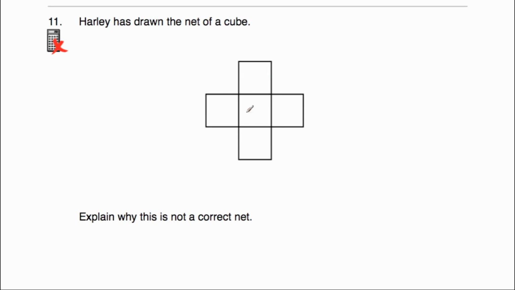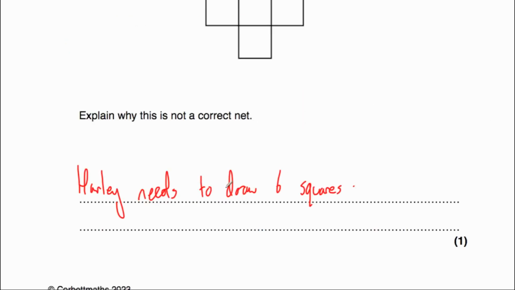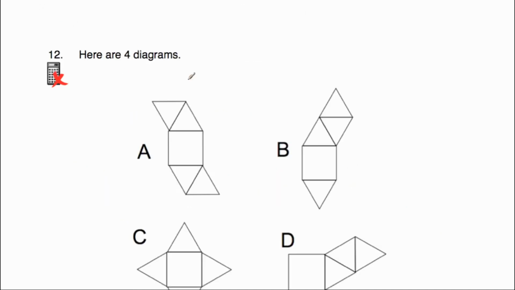This would not have a lid. It would fold up. If that's the base, you would have the left-hand face, the right-hand face, the back, the front, but there would be no lid to it. So there's not enough squares. It needs one more square. So I've just written down Harley needs to draw 6 squares. He's only got 5.